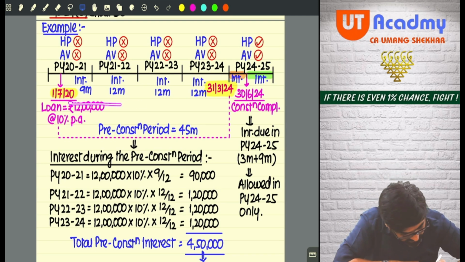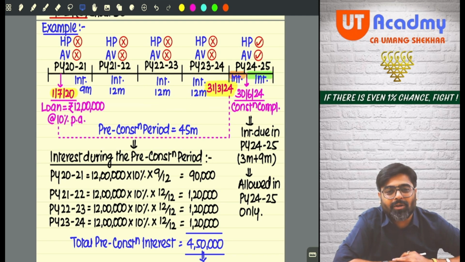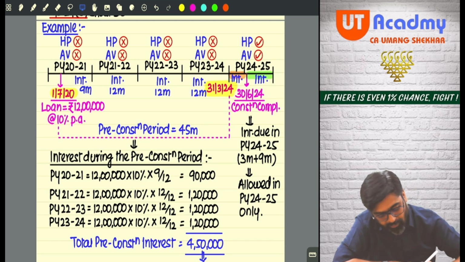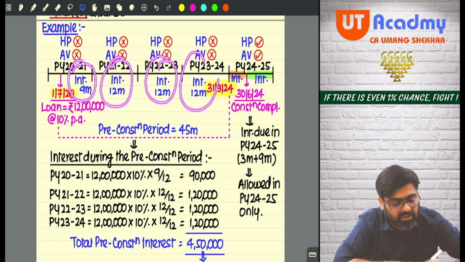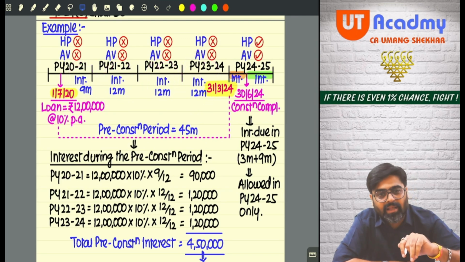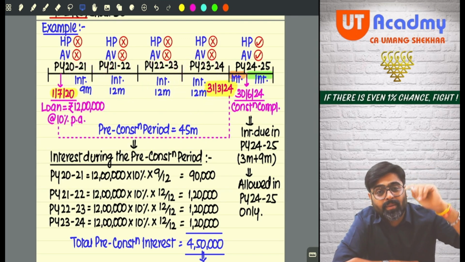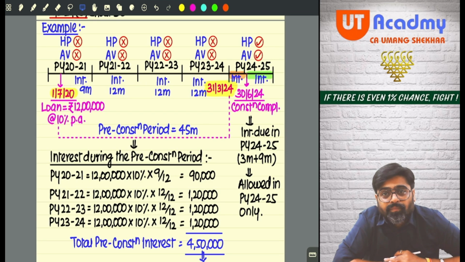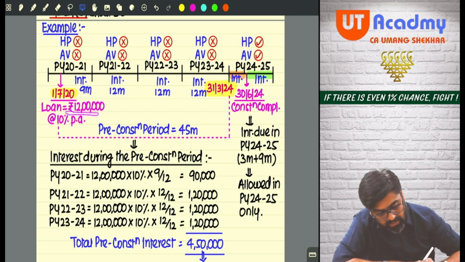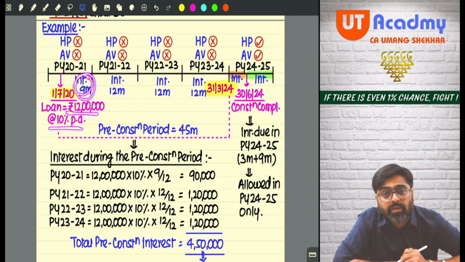Now this entire interest, no friends, is known as what? Pre-construction interest. So calculate for this 9 months, this 12 months, this 12 months, this 12 months. Tell me, are they telling you that any loan repayment is done? No. Meaning that this 12 lakh, 10% will be calculated for 9 months.